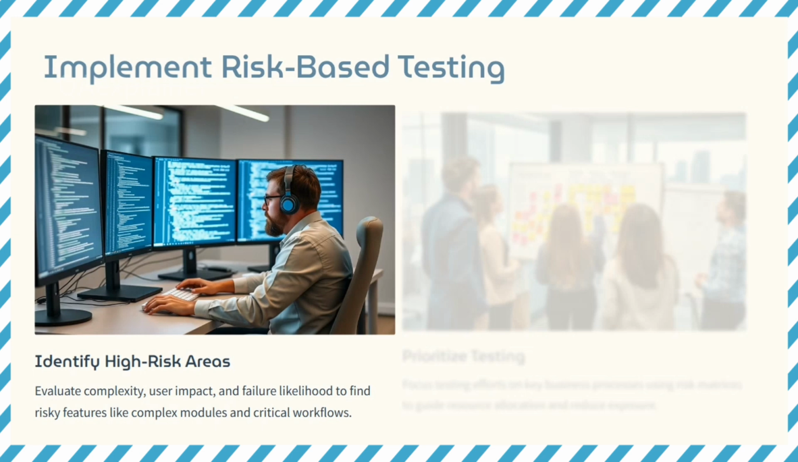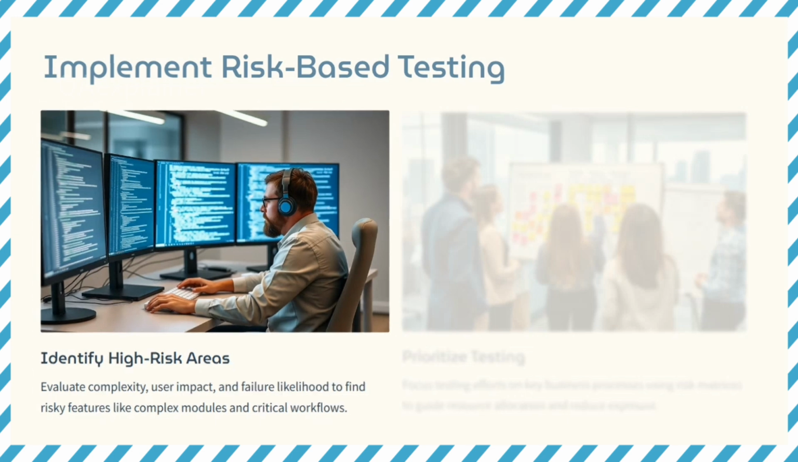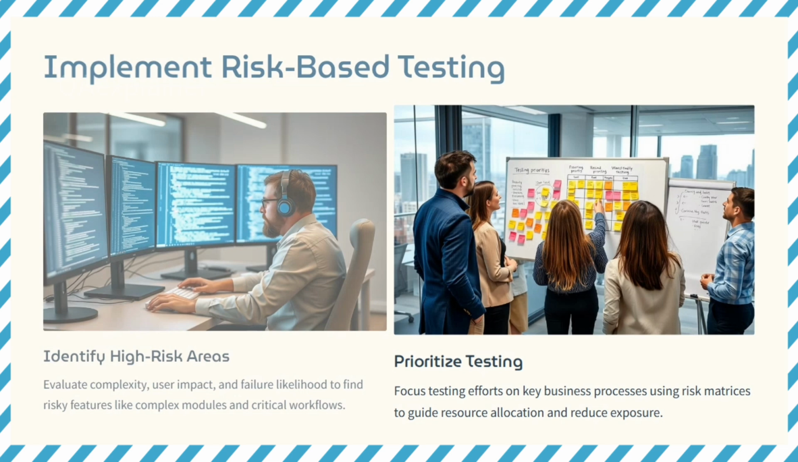And once we have identified the high risk areas, then our main priority is the testing. We need to focus a particular testing effort on that business process with the help of a risk matrix, or you can say some kind of guide for resource allocation. It will reduce the exposure from an overall perspective. So these two things are pretty much needed here.